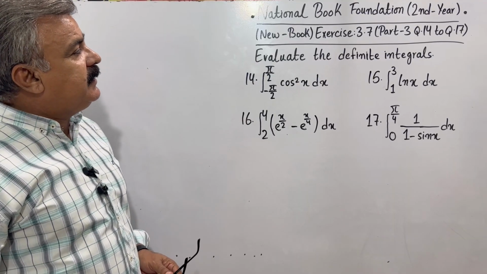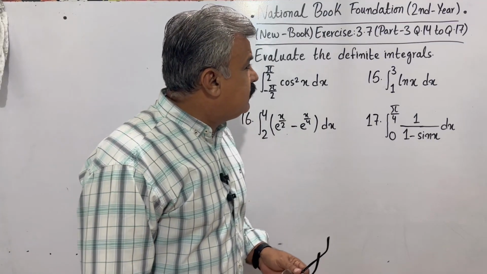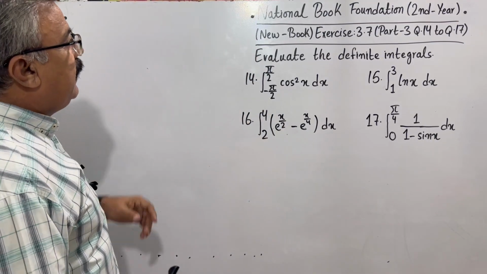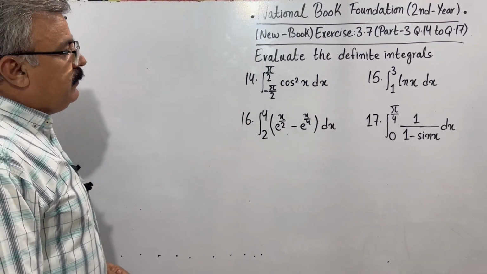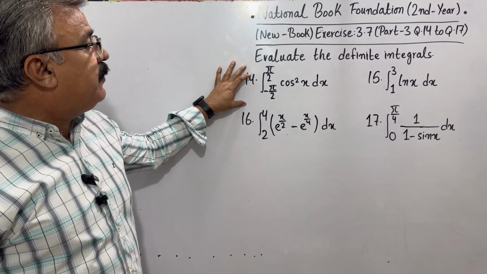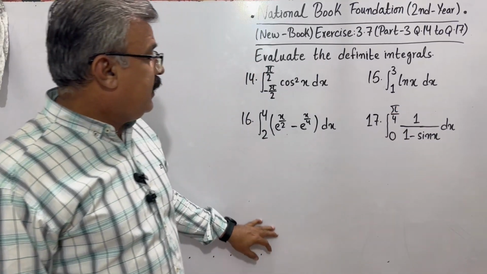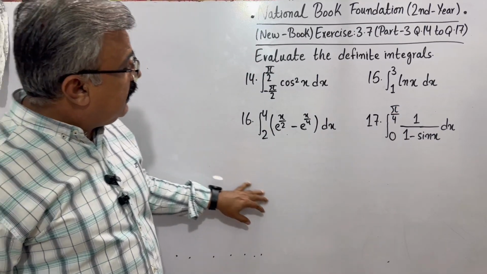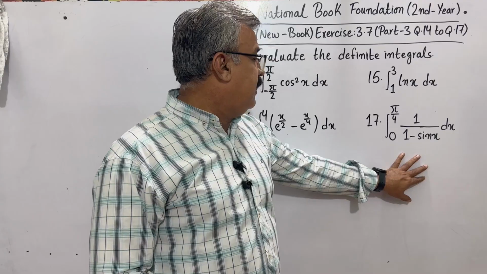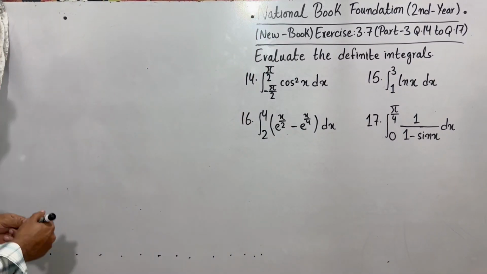Our exercise 3.7, part number 3, questions from 14 to 17. I have written for you how to evaluate definite integrals concerning trigonometric functions, Napierian log, and exponential function, and the wonderful question 17, 1 over 1 minus sin x, a really good question to solve.